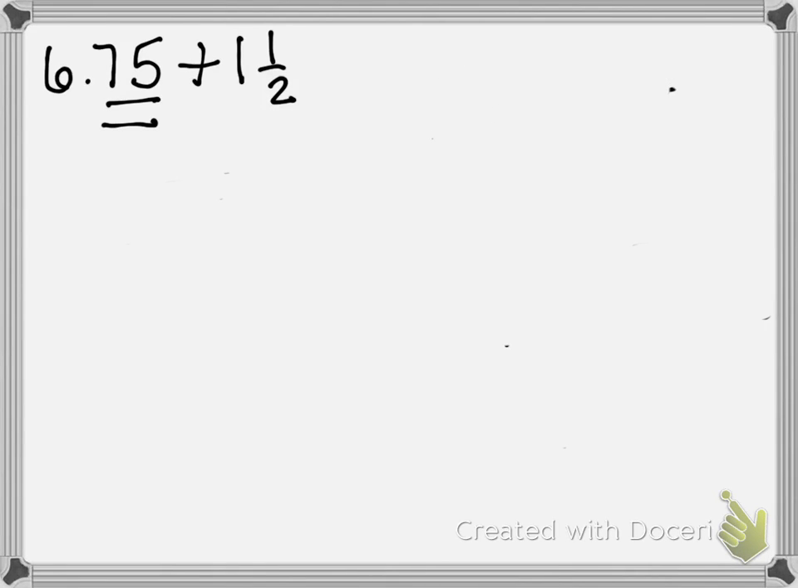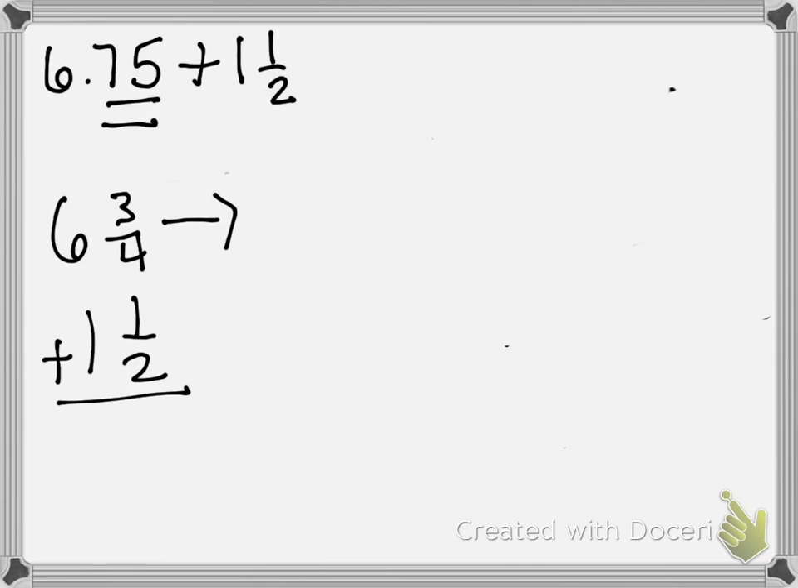So I'm going to rewrite 6 and 75 hundredths as 6 3/4 plus 1.5. We know that we have to get a common denominator, and it is 4. You would find that out by using the ratio tables or LCM.